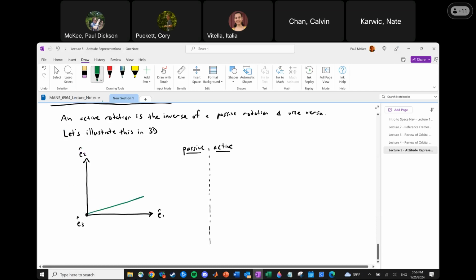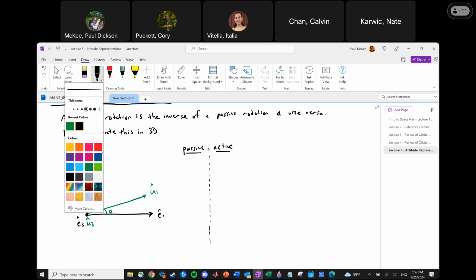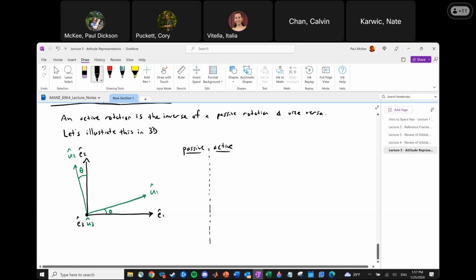We have, this is the same diagram as before, U1, U2, and U3 is the same as E3. And we're going to say that these are related by some rotation theta. I'm going to try to squeeze theta in there. Okay. And let's say then that we've got some vector, which is right here, and we're going to call this vector P.